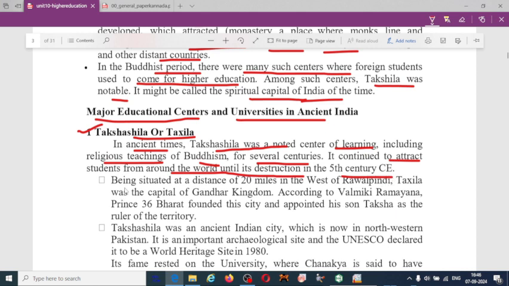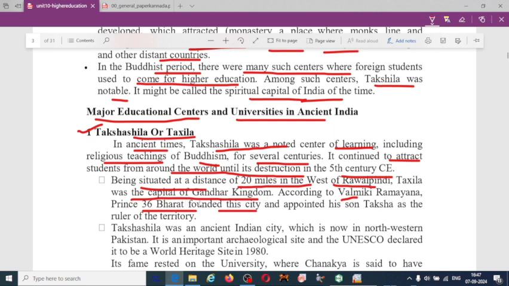Okay. So, being situated at a distance of 20 miles west of Rawalpindi, Takshashila was the capital of the Gandhar kingdom. According to Valmiki Ramayana, Prince Bharat founded this city. So, this Takshashila is located near the west of Rawalpindi, in the place that exists right now in Pakistan. So, capital of Gandhar kingdom.